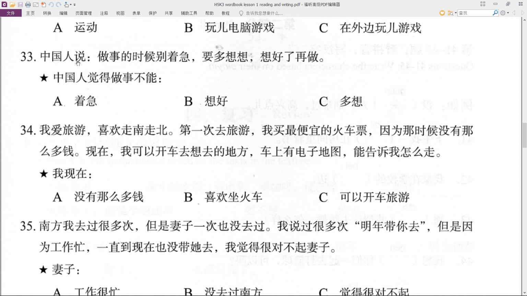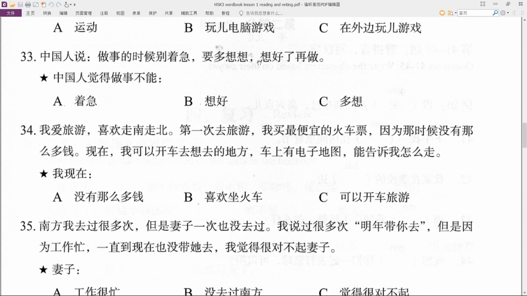Okay, 33. 中国人说, Chinese people say, 做事的时候别着急. 做事, we have 的时候 again, when. So when, 做 means do, 事 means things. When you do things, 别着急, don't worry, don't feel anxious. 要多想想. So 想 means think about it. 多, more, so think more. 要, like you need to think more.